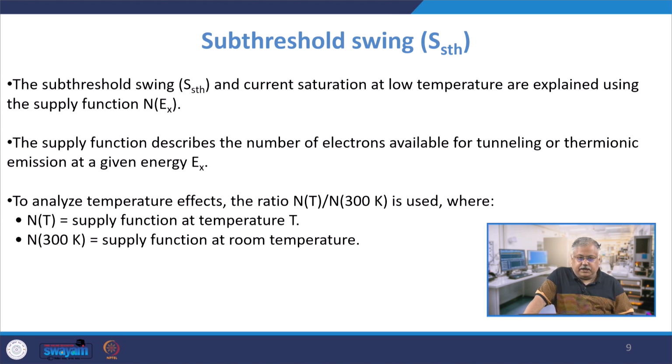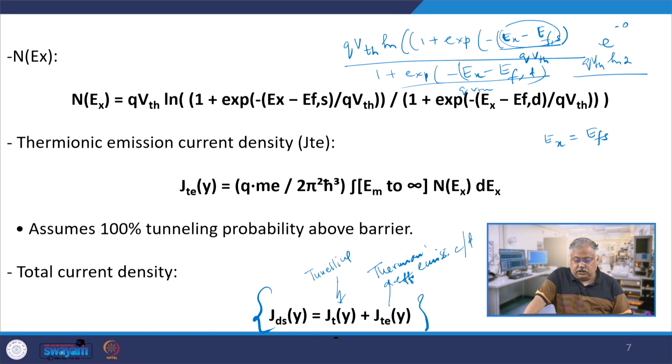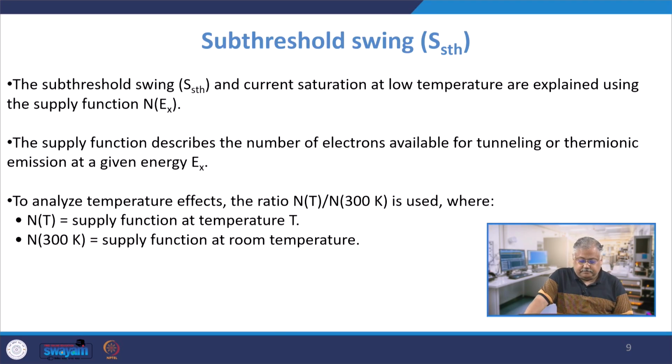Subthreshold swing, we have already discussed what it is. At low temperature it is actually explained by the n of Ex function. Which function is this? This function, and the subthreshold swing is defined by this function to a larger extent, and this is referred to as the supply function. Basically, the supply function describes the number of electrons which are available for tunneling or thermionic emission at a given energy Ex.